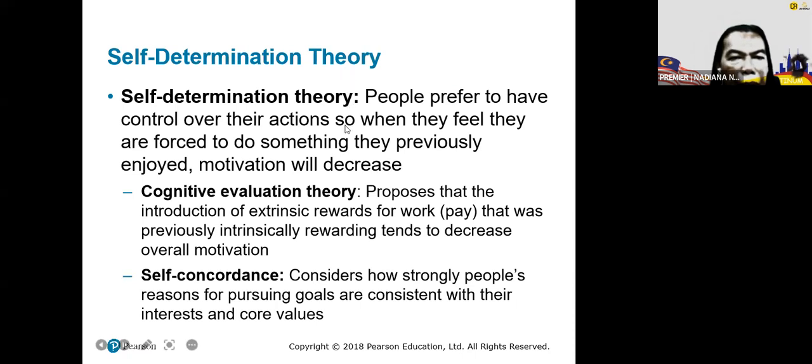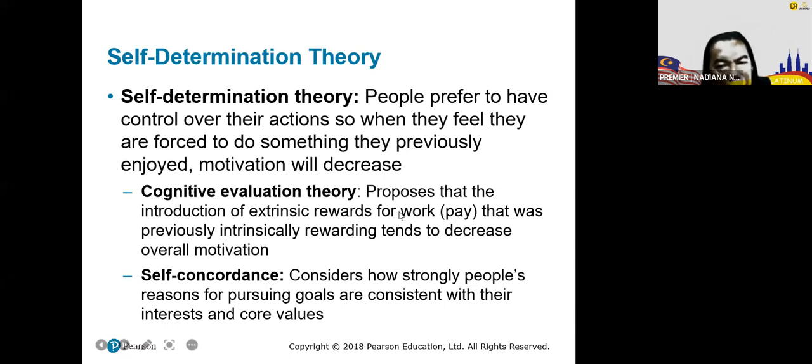Self-determination theory is where people prefer to have control over their actions. So when they feel they are forced to do something they previously enjoyed, motivation will decrease. That means when they feel they are being forced, kept forced, to do something they previously enjoyed, the motivation will decrease, because it is not voluntary but keeps being forced by higher authority or the leaders.